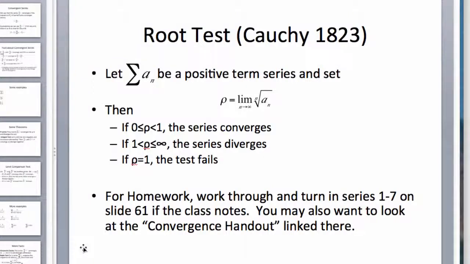So we've seen the root test and the ratio test, how they work, along with the integral test and the limit comparison test. For homework, work through and turn in series 1 through 7 on slide 61 of the class notes. You may also want to look at the convergence handout that is linked there. That is something that Dr. Baldry uses with his Calc 2 classes, and kind of steps through his view of how you should look at what test to use when. So if you have any questions, feel free to email me about that, and have those by the next time we meet.